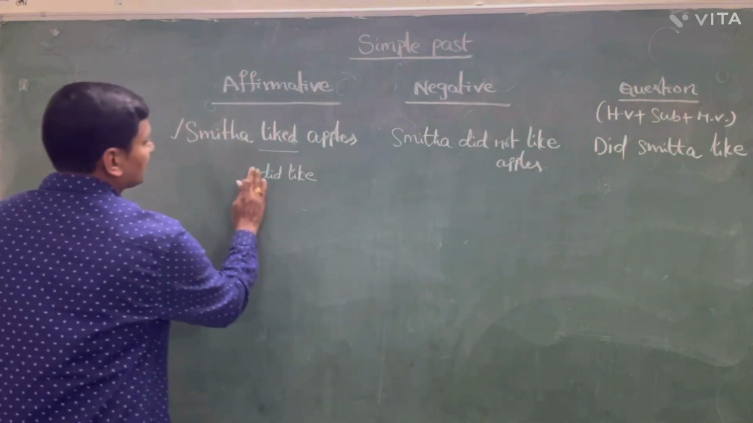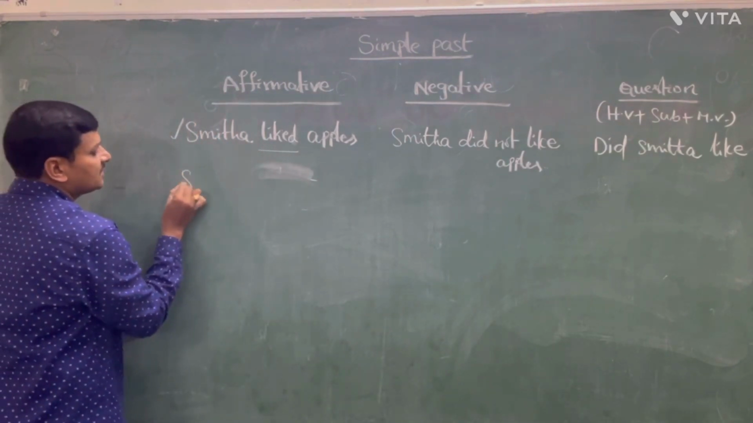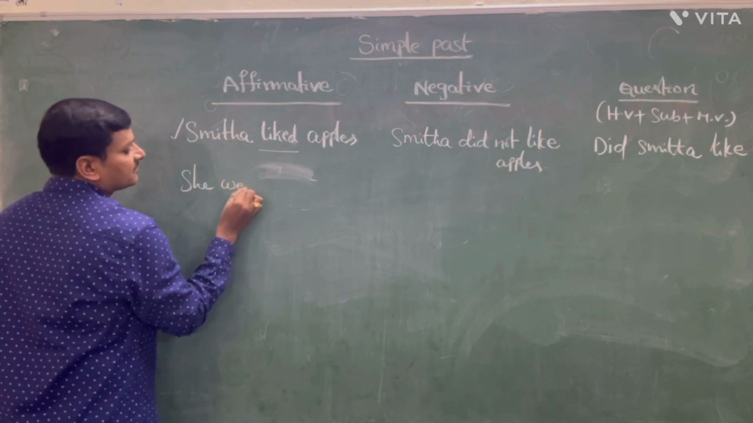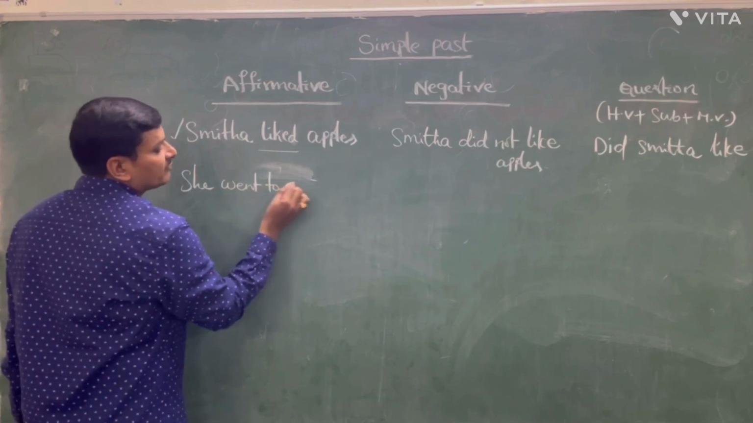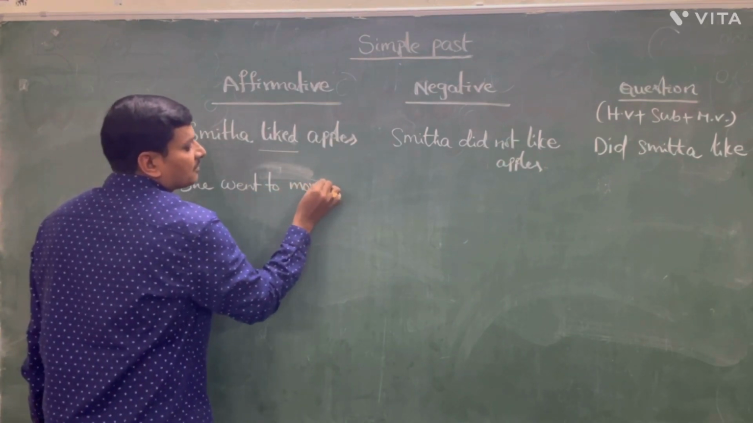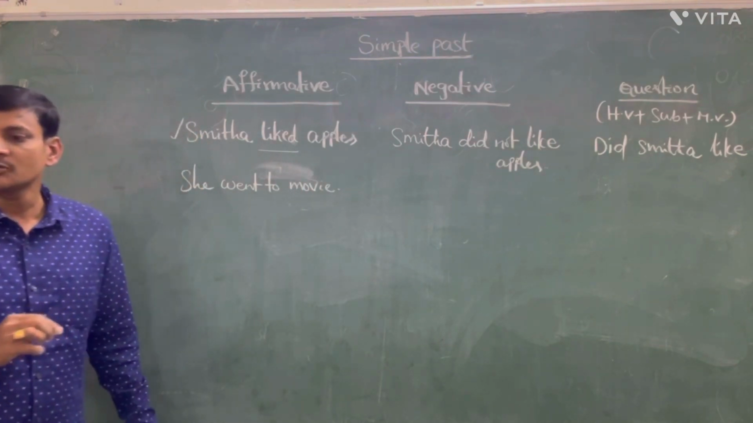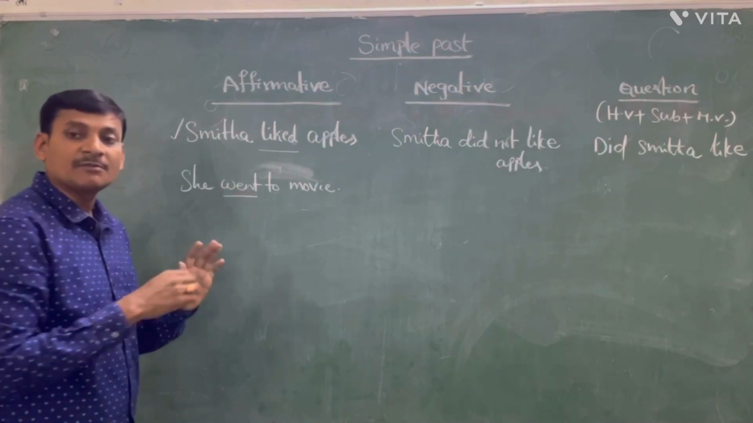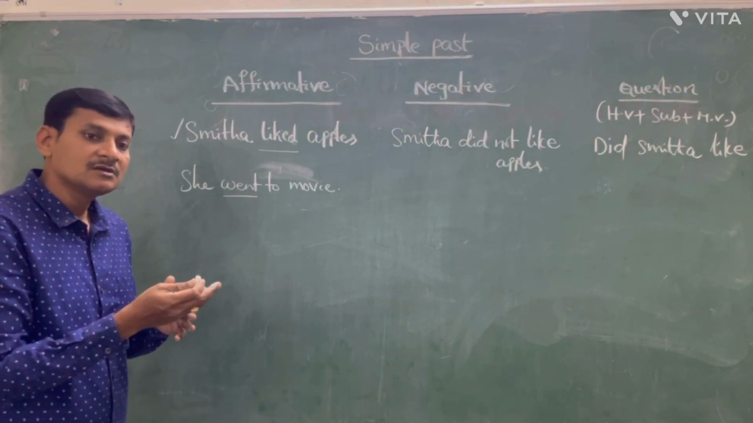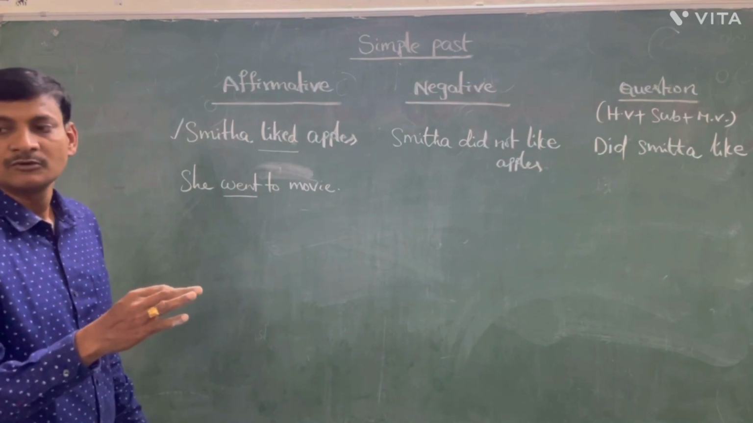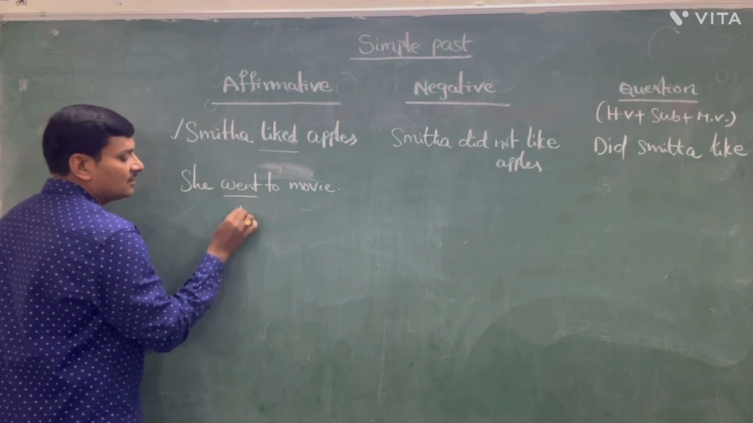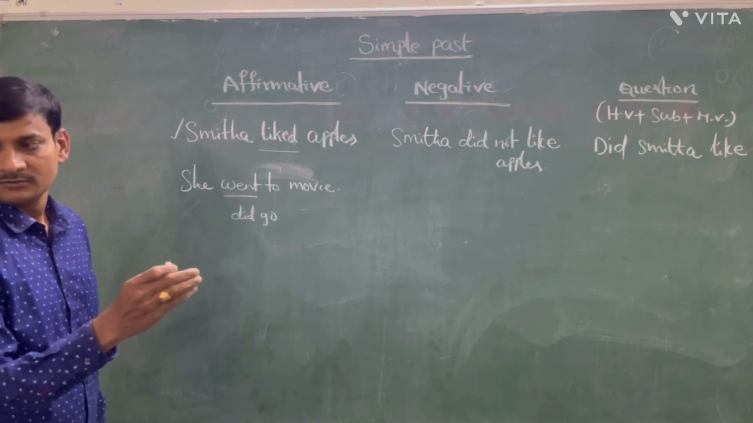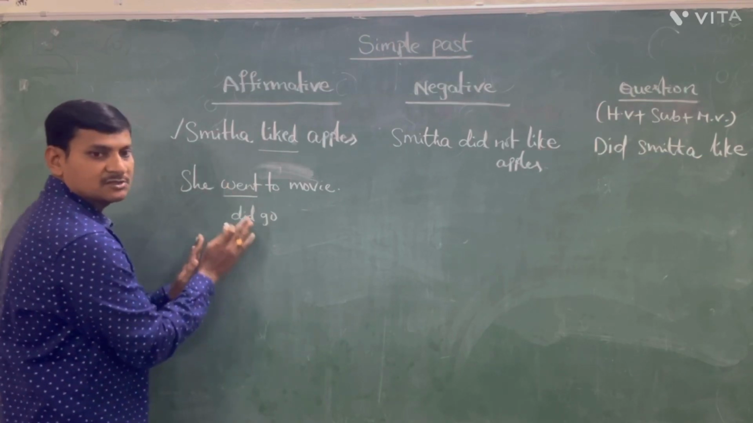Let us write one more sentence. She went to movie. She went to movie. Where is the verb here? Went. Went can be written with a helping verb. Who can say? Did go. Went is equal to did go.